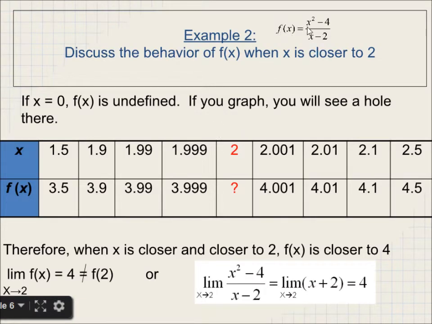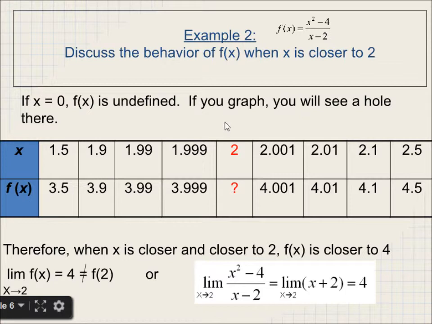Let's see another example. Here the function is (x squared minus 4) divided by (x minus 2). We have to discuss the behavior of the function when x is closer to 2. At x equal to 2, f(x) is undefined. Undefined means the value is not defined. Let's calculate and then you will understand more.